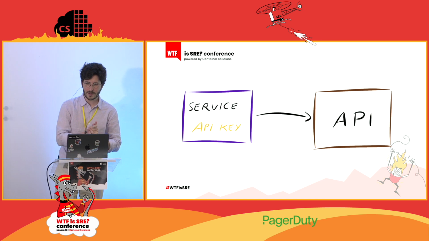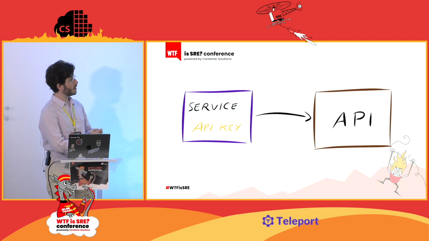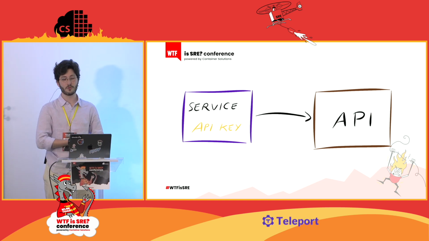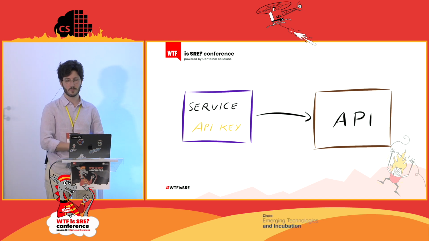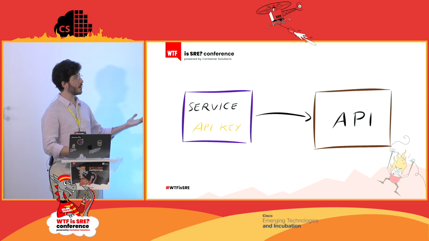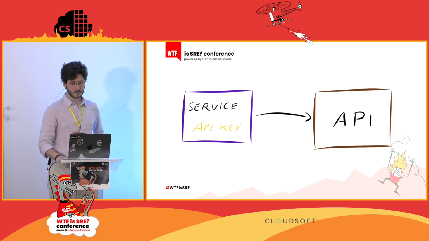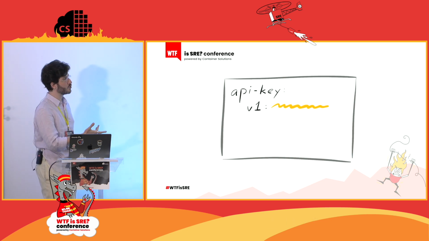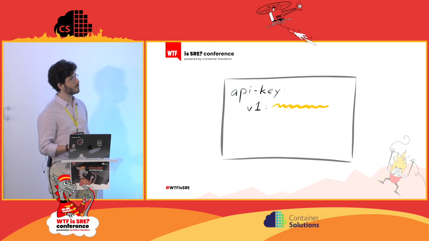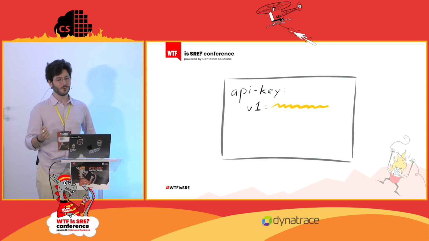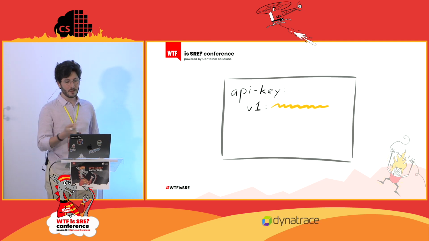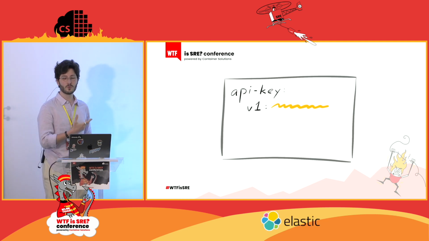Let's say we have a simple stateless service on the left that contacts another service, say PayPal, for example, to process payments. We use an API key for authentication. We don't store that API key in our Git repo, right? Although we all started that way. We store this API key in an external secret storage service.